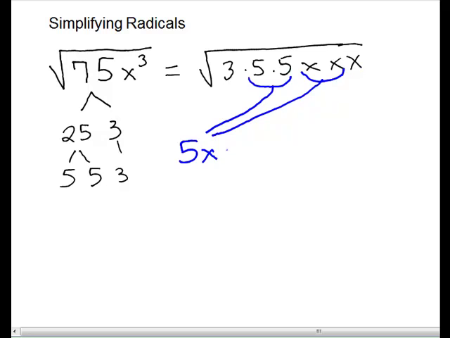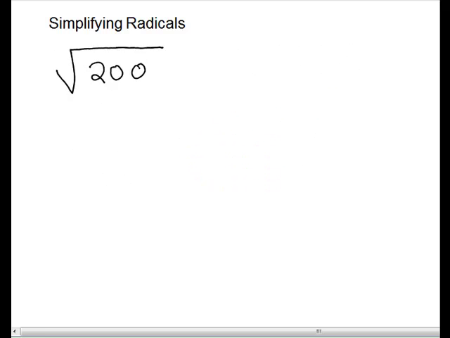Now we'll put it back together. And the parts underneath, you have a 3 left and an x left. So you would read this as 5x times the square root of 3x. That is simplified form.